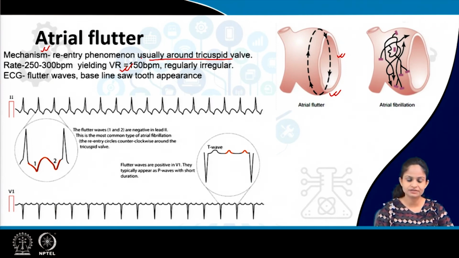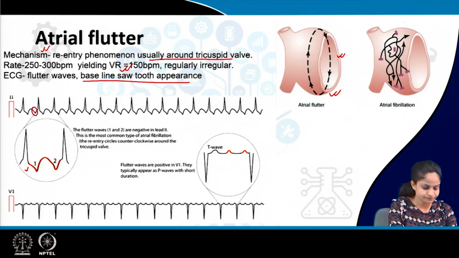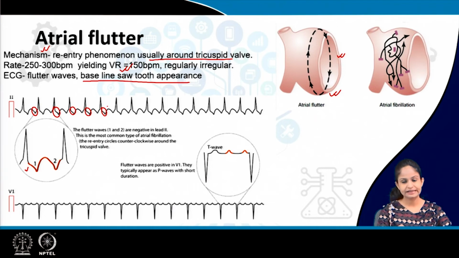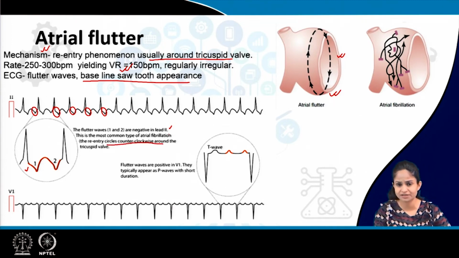Very specifically, the flutter waves give the baseline a sawtooth appearance. These are the flutter waves. We can see the flutter waves here, 1 and 2, these are the negative deflections in lead 2. This is the most common type of atrial flutter, which occurs because of the anti-clockwise or counterclockwise motion around the tricuspid valve.